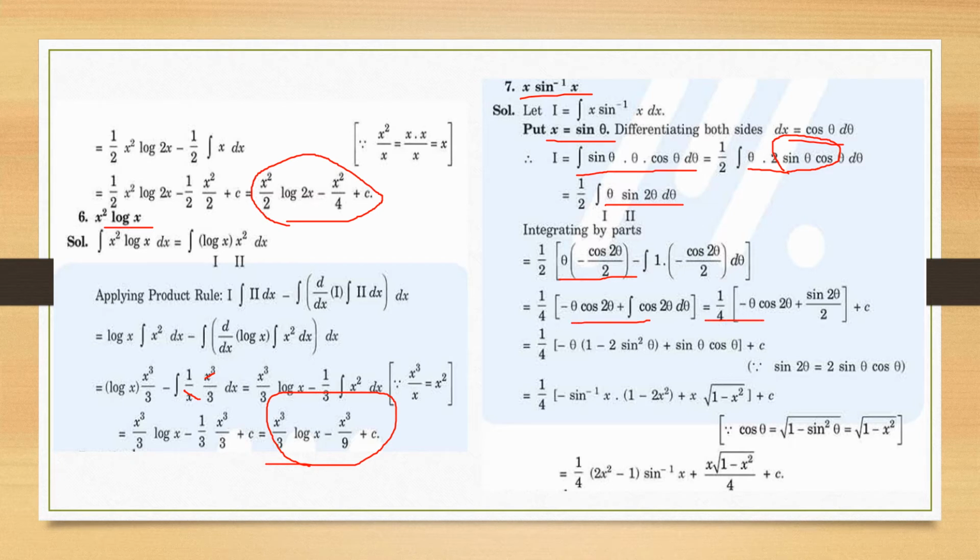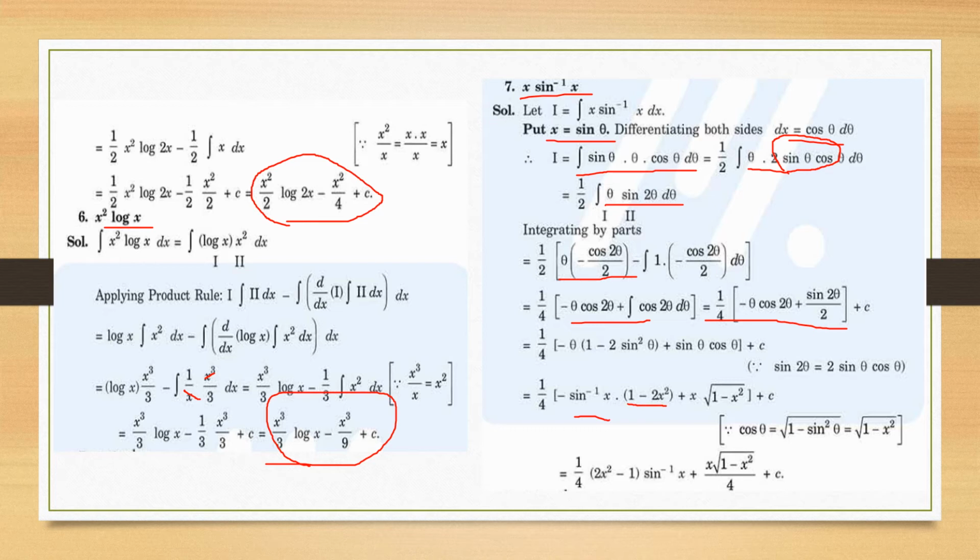Now open it up, right? Now you have to put back the values of theta. So theta is sine inverse x. Okay, so it becomes minus sine inverse x, so it becomes 1 minus 2x square.